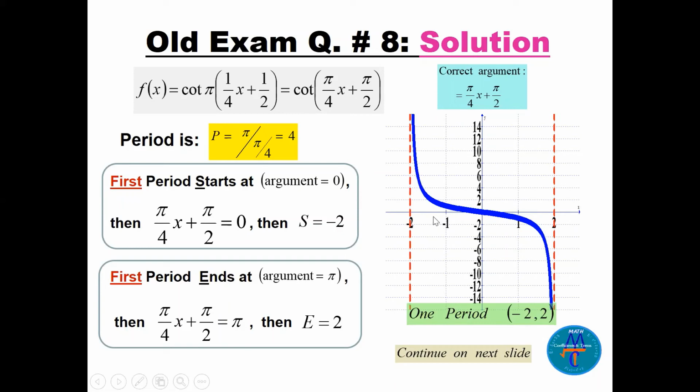See the period here, one period from minus 2 to 2. Why from minus 2 to 2? Let's see. For the cotan, we take the argument equal to 0, then we find where the graph starts. So s will be minus 2. Just take the argument, pi over 4x plus pi over 2 equal to 0. Take the same argument, pi over 4x plus pi over 2 equals to pi. Then e will be 2. So the graph will start from minus 2, it will go to 2, because there is a shifting here on the left. So this is one period from minus 2 to 2.